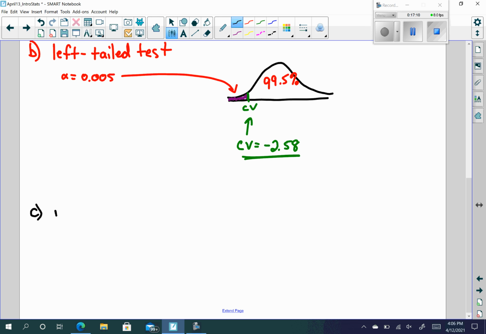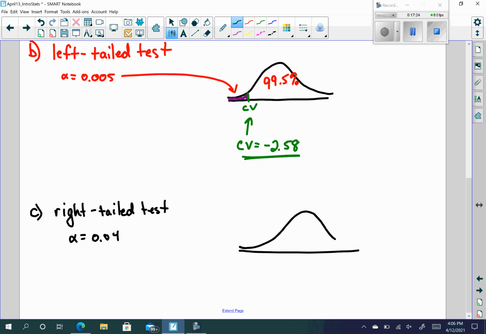And then C is a right tail test with alpha at 0.04. So we're over here. This is alpha. And if that's 0.04, then the rest of this would be 96% because alpha is 4%. So we would have this critical value right here.